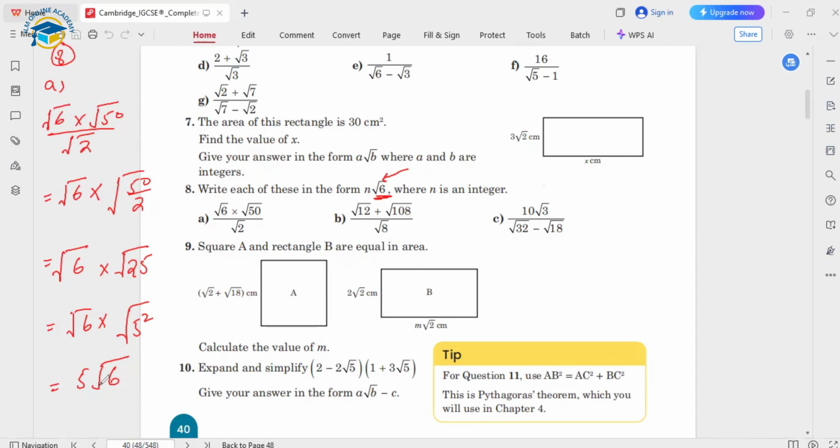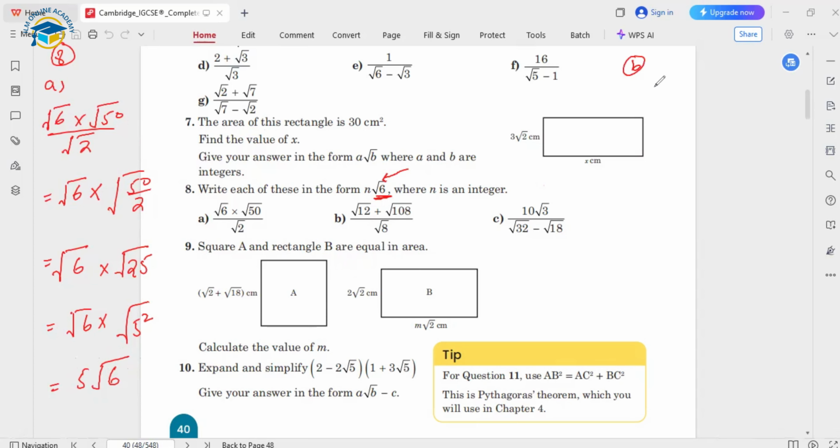If we have a whole number along with a surd, we write the whole number first and the surd after that. So your value for n over here is 5. 5 is basically representing n over here. So we gave the answer in the form of n square root 6. Next, starting with the B part.